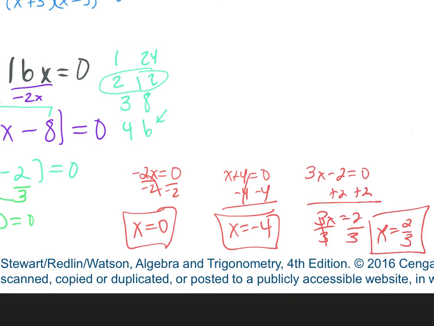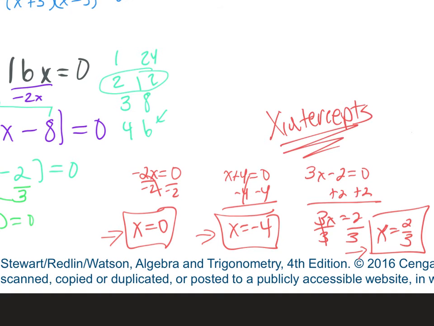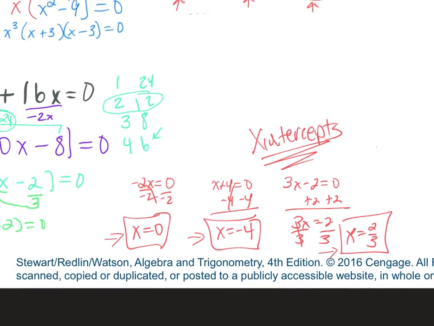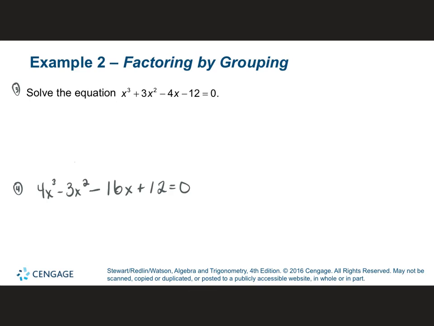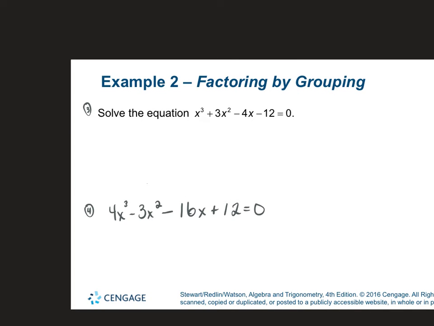What does this mean? My x values. These are my x-intercepts. When you solve for these, when you factor, you're finding where the graph crosses or touches the x-axis. That's important to remember as we get going along. All right, let's look at the next two. We're going to do the next two, and then I'm going to let you start your homework.